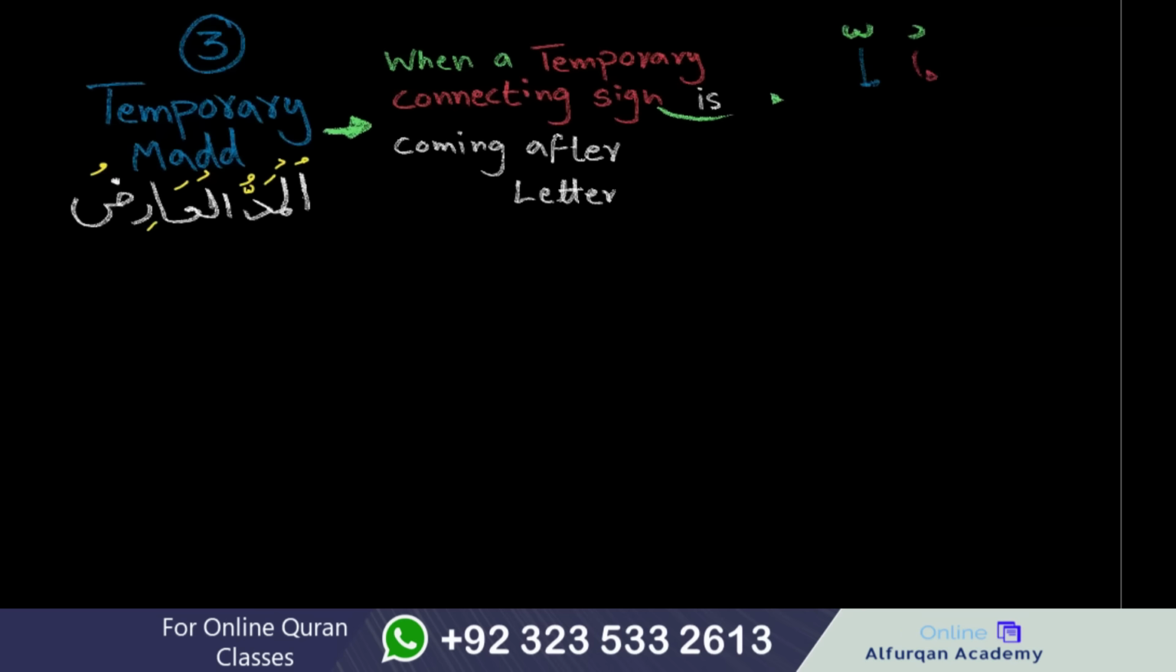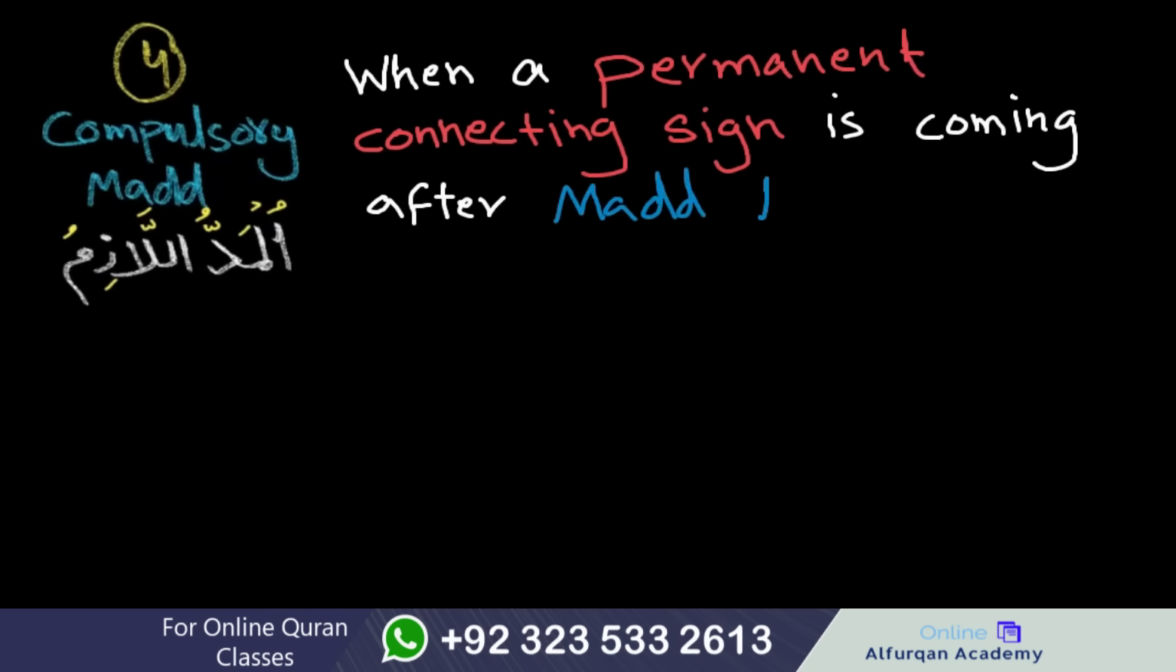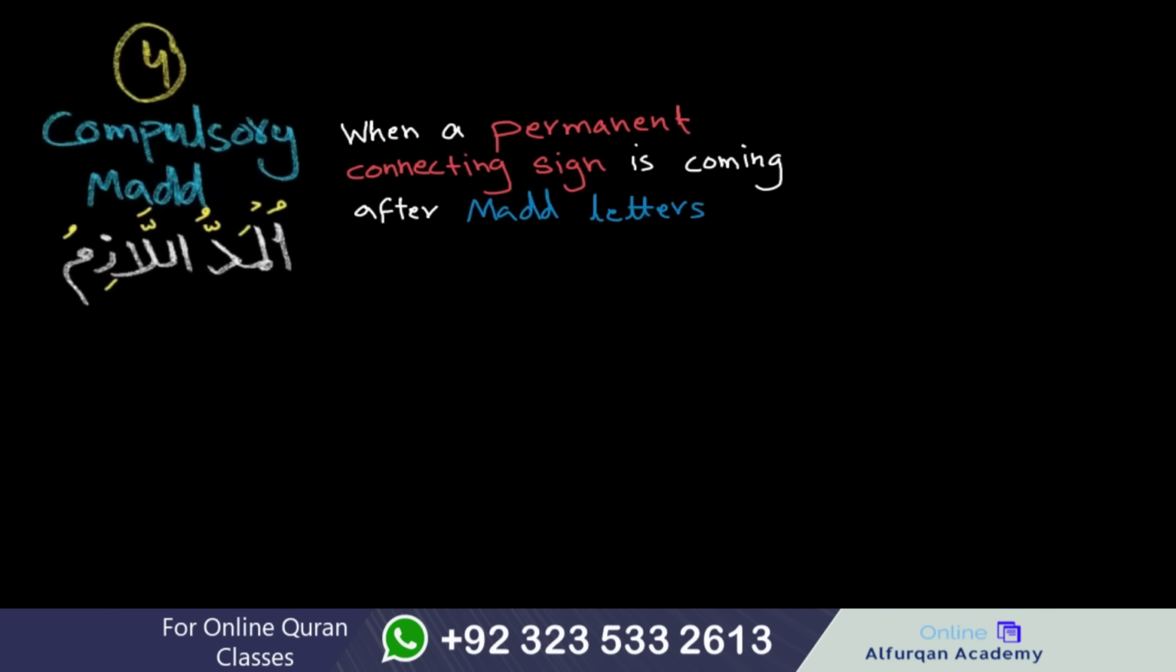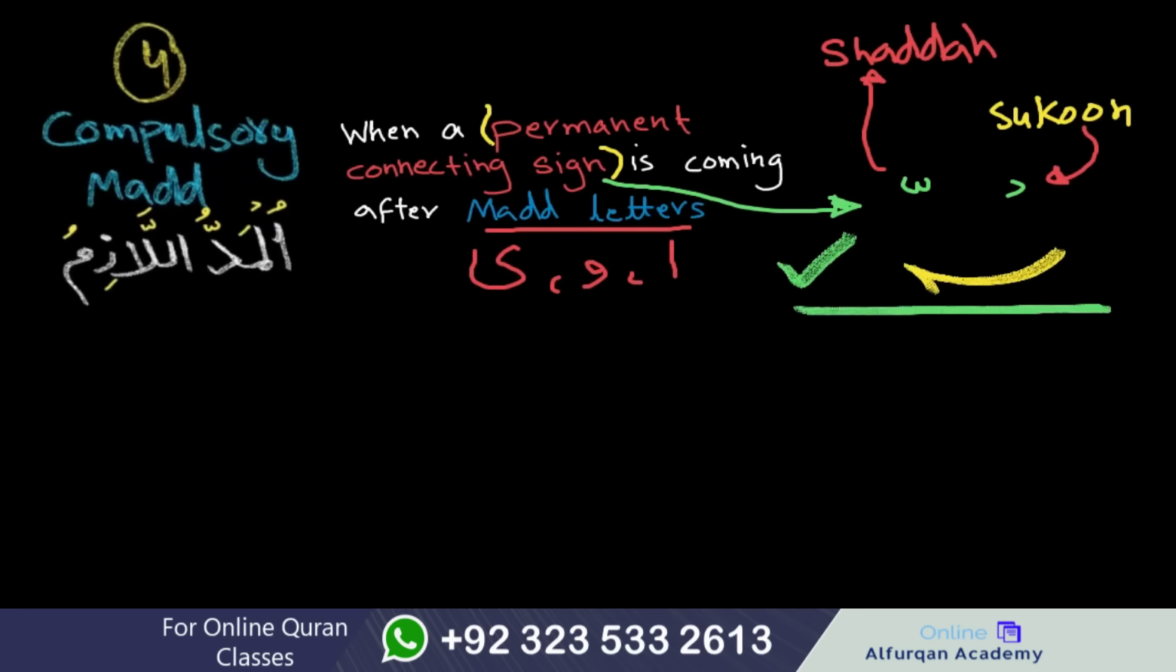Now we can learn compulsory mad. In Arabic we can say al-maddul lazim. This is a mad when a permanent connecting sign is coming after mad letters. Let's understand this definition. As you already know, we have 2 connecting signs in Arabic. One is the Sukoon sign and the second is shadda. Permanent connecting signs means that this connecting sign, Sukoon or shadda, is a part of the word. Mad letters, you already know that we have 3 mad letters: alif, waw and ya. For this type of mad, the mad sign is used.